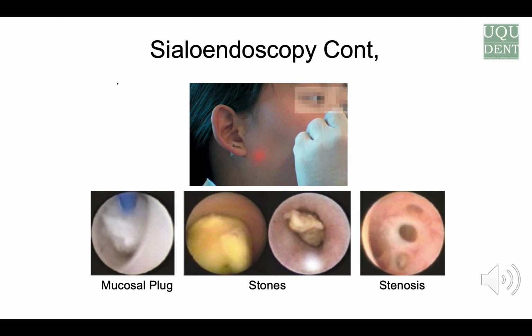In this picture you see after you go inside the duct with the endoscopy, you either see a mucosal plug, or stone, or stenosis or strictures.